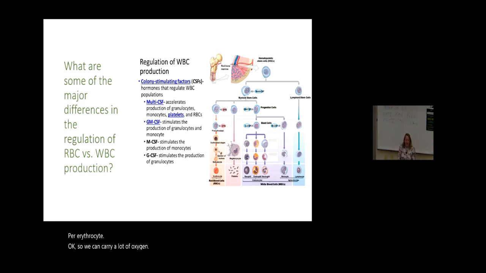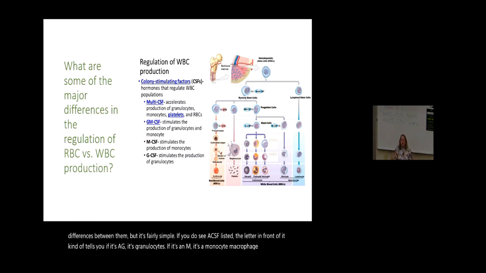Differences in stimulation of your white blood cells. This is going to be colony stimulating factors. I don't think you really got into detail about the differences between them, but it's fairly simple. If you do see a CSF listed, the letter in front of it kind of tells you. If it's a G, it's granulocytes. If it's an M, it's a monocyte macrophage story. And then we just have multi, which pretty much works on everything. Okay, EPO would actually fall under a multi-CSF. So that is your stimulating factor for the development of your blood cells.